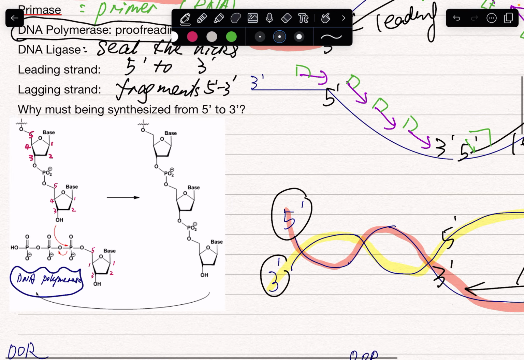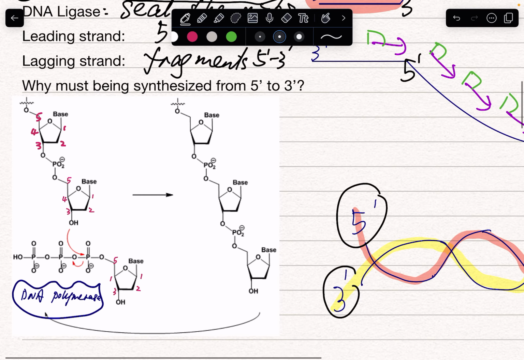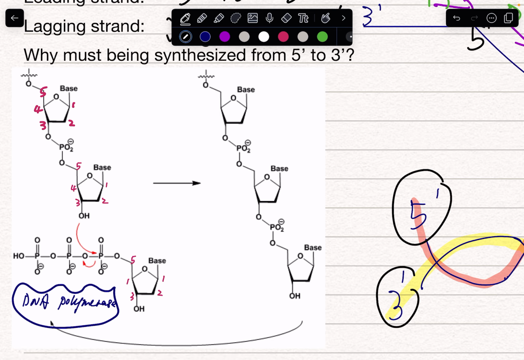All right, so now let's talk about why it has to be synthesized from 5' to 3', okay? Here you see I've labeled the number of the carbon, right? Carbon number 1 is attached to a base. Carbon number 2 and 3 have a hydroxyl group here. And 4 and 5 are attached to a phosphate. The 3' carbon has a hydroxyl, so this proton can be deprotonated by some sort of base in the solution, okay? And once it gets deprotonated, this oxygen becomes a negative nucleophile, which is electron dense.